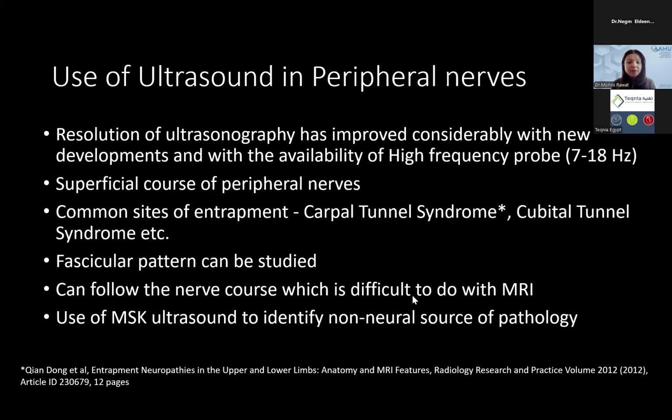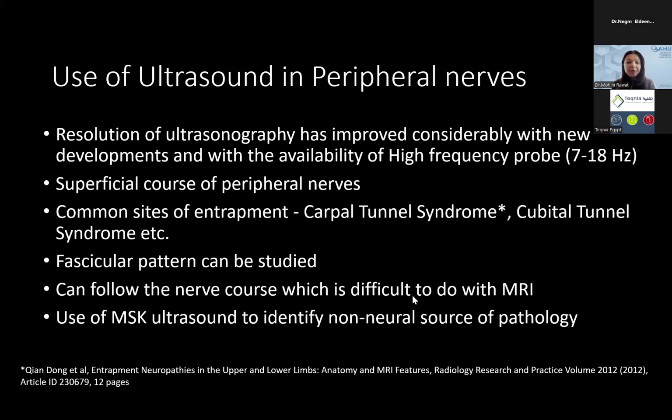Now, there are common sites of entrapment. We are specifically talking about upper extremities, and the most common entrapment site in the human body is the carpal tunnel. So the most common entrapment neuropathy that we see is carpal tunnel syndrome, followed by cubital tunnel syndrome. These are the two most common and most frequently seen entrapment sites. Then there are other sites, but these are the most common ones.